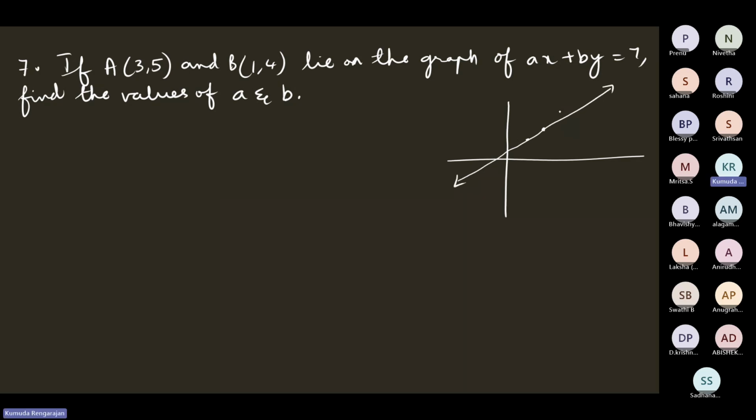Okay, children. So say this is that equation, ax plus by is equal to 7. This is the graph of the equation ax plus by is equal to 7. And it's given that the points A and B lie on this line. That means they'll satisfy this equation. Every point on the line will satisfy the equation. So points A and B, which lie on this line, will satisfy the equation.